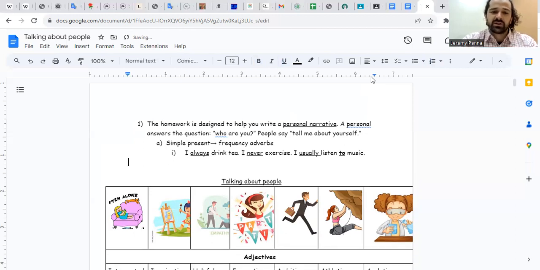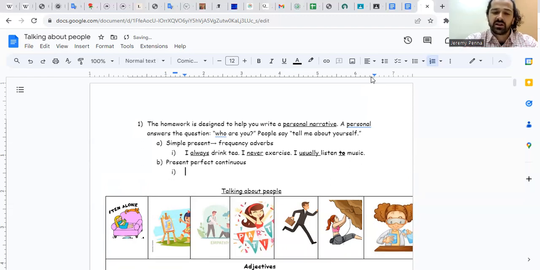The second one is present perfect continuous, a hard name for an easy idea. I have been studying English since or for, since the beginning, for the length of time. So that's the second structure.